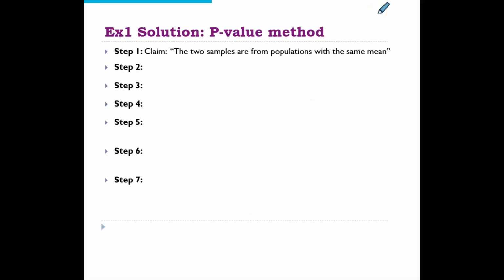Our claim is that the two samples are from populations with the same mean. Let's write it in symbolic form. Mu1 is equal to mu2. The opposite of the claim would be that mu1 is not equal to mu2.